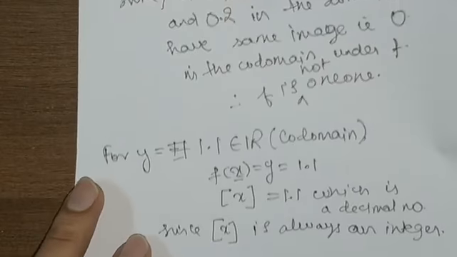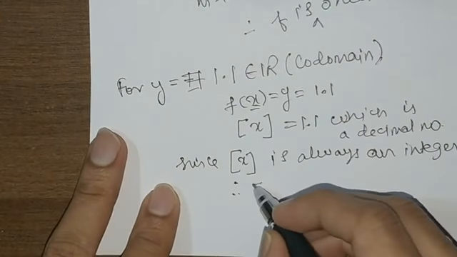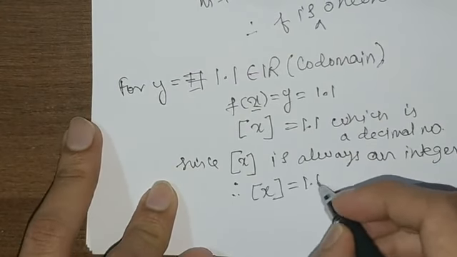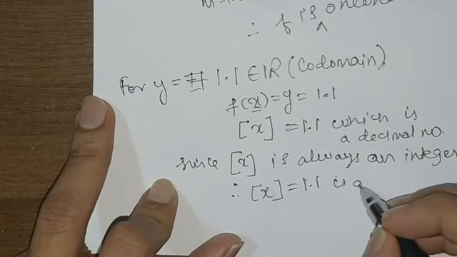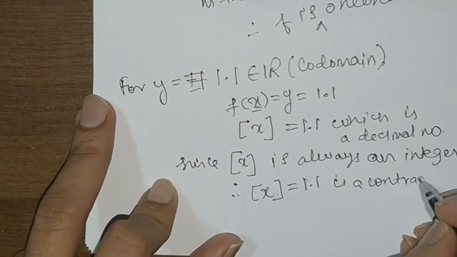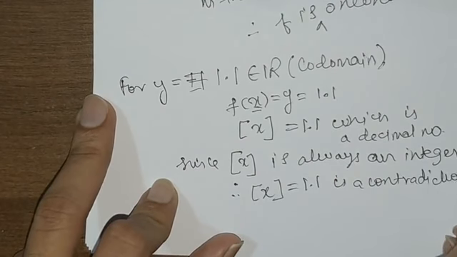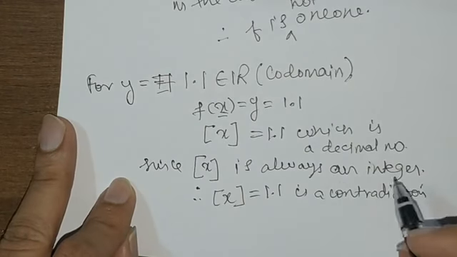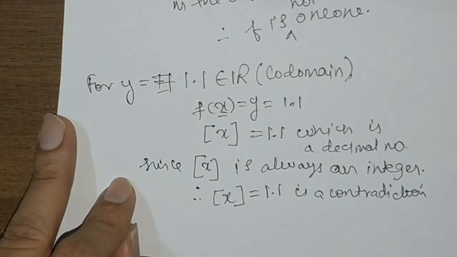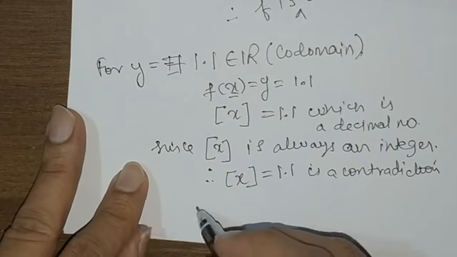Therefore, the greatest integer of x equal to 1.1 is a contradiction, since the greatest integer function of x is always an integer, and you are getting a decimal number. So this is a contradiction.